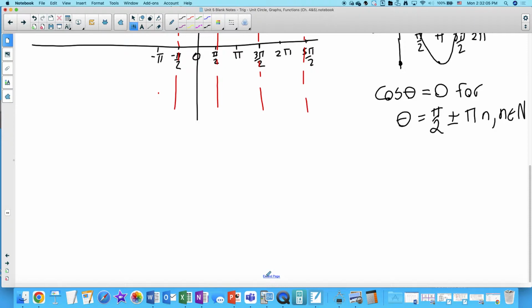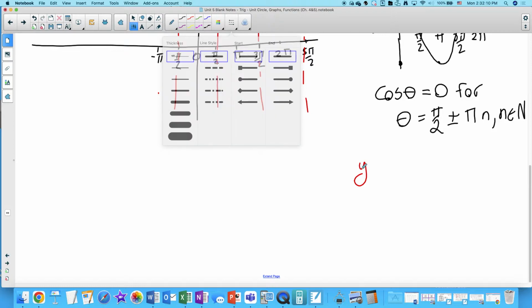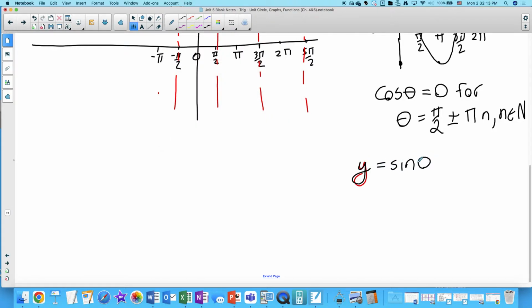Here's 0, here's 2 pi. Just notice how I'm setting this up, by the way. I start at the beginning of the period, end at the end of the period, then I do the middle, and then quarters. That's how I do my scale every single time. And then I'm going from 1 to negative 1, so 0, 1, 0, negative 1, 0.